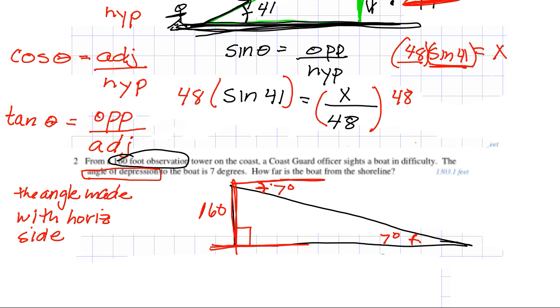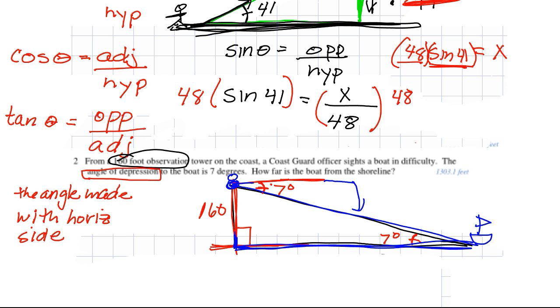Now, what I want to find is the distance of the boat to the shoreline. So you have to understand that here's somebody standing at the top of the tower, looking out to sea, looking down 7 degrees. So there's the boat that they're looking at. And you can assume that the bottom of the tower is at the shoreline. So this side right here is the distance of the boat from the shoreline.